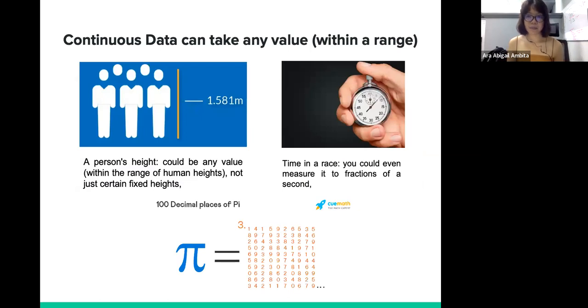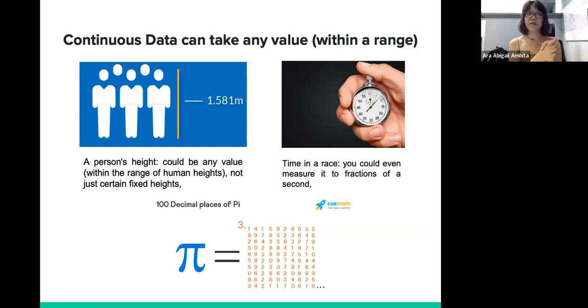And meanwhile, continuous data can take any value within a range. Some of the examples that we discussed last time is the weight. For instance, you have eaten a cookie, right? Your weight before and after eating a cookie will have a difference, no matter how small it is. Okay.